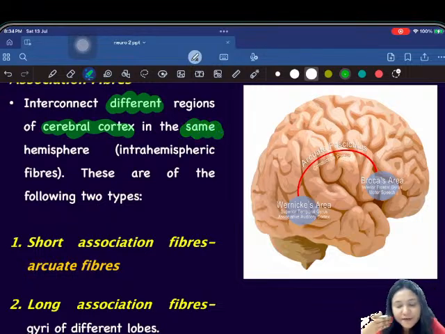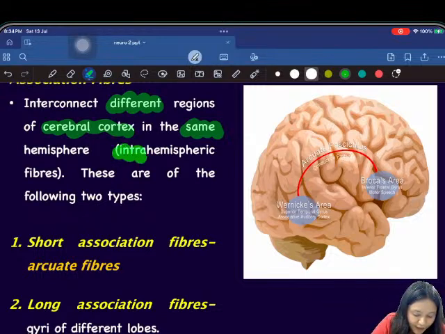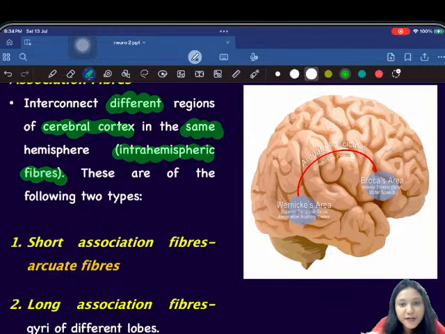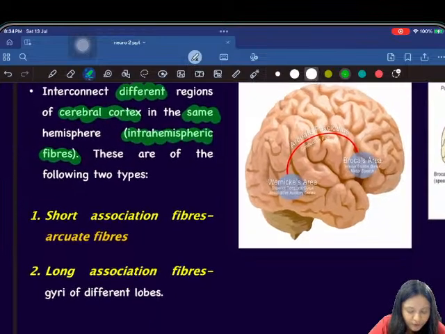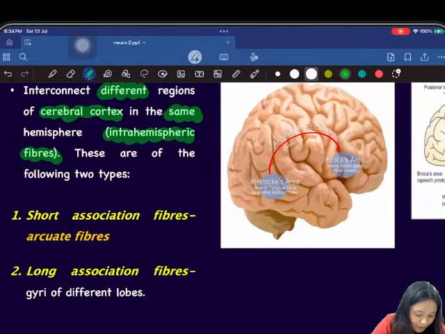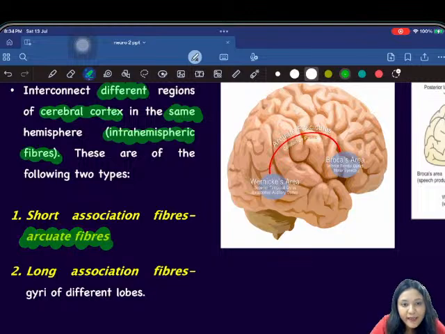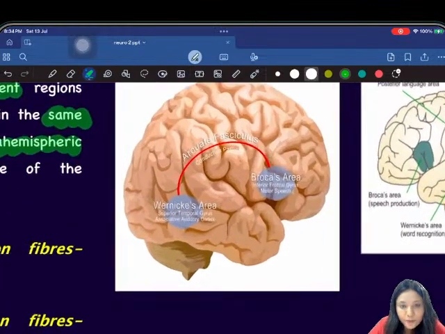So in the right cerebral hemisphere, they are going to interconnect different regions. So those are your intrahemispheric fibers. Intrahemispheric fibers: in the same cerebral hemisphere but different regions. Okay. So there are short association fibers, those are the arcuate fibers or arcuate fasciculus, and the long association fibers, which connect the gyri of different lobes. Now a question might come on this, an important thing.